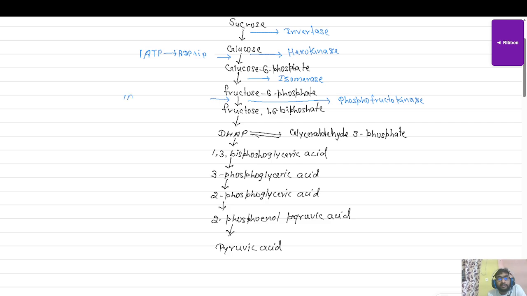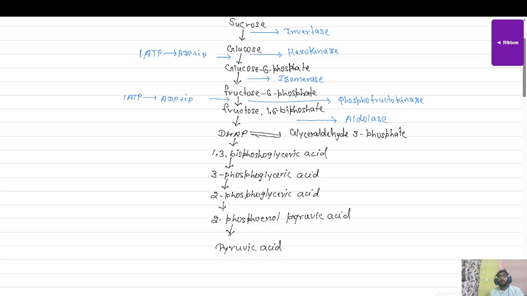So one further ATP will degrade to form one ADP molecule, and along with that one inorganic phosphate will be formed. Because these are energy-requiring processes, one phosphate bond from ATP will be broken down to release energy. Now, in the next step, fructose 1,6 bisphosphate is converted to dihydroxyacetone phosphate under the influence of an enzyme known as aldolase.